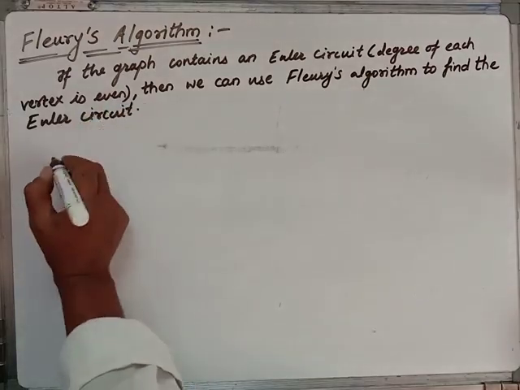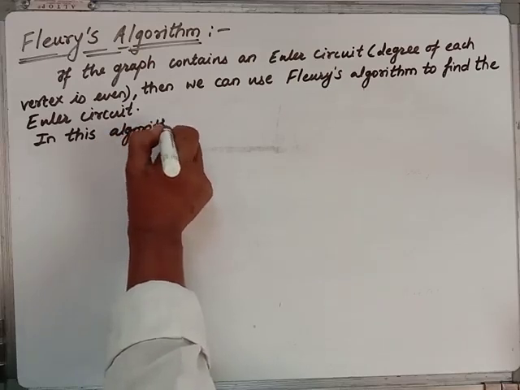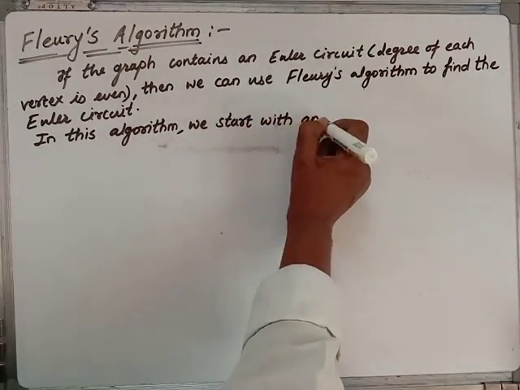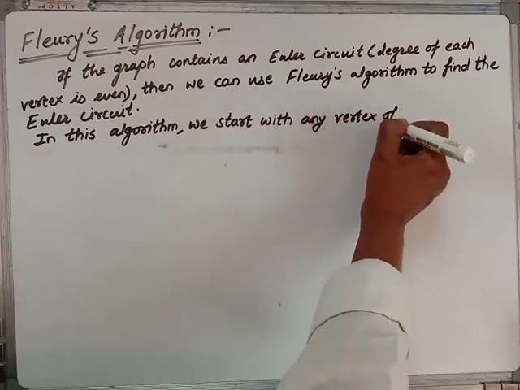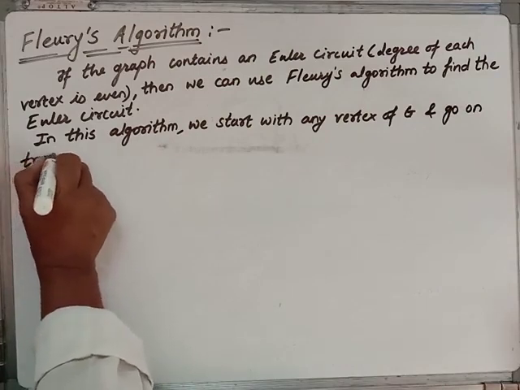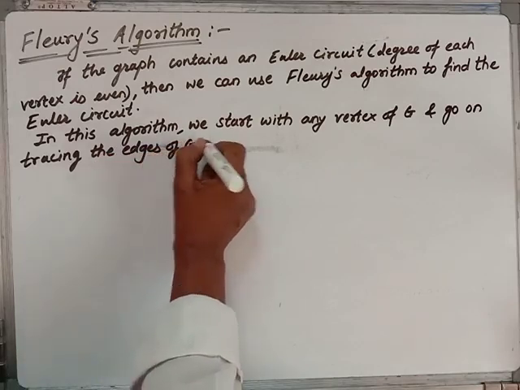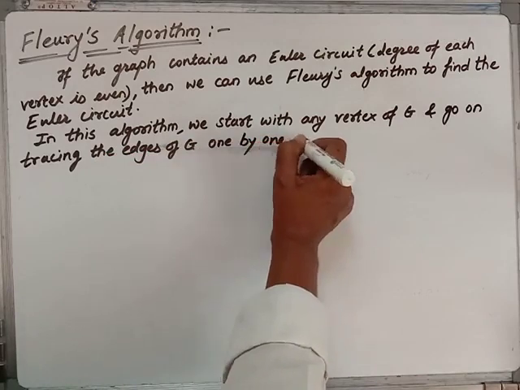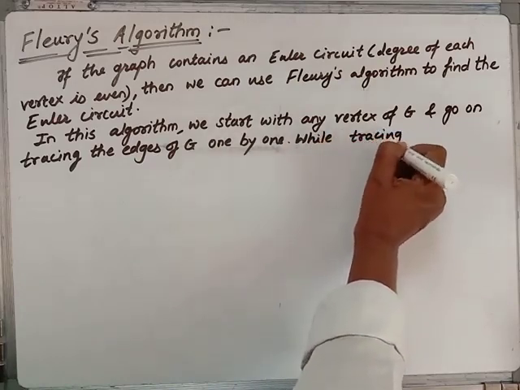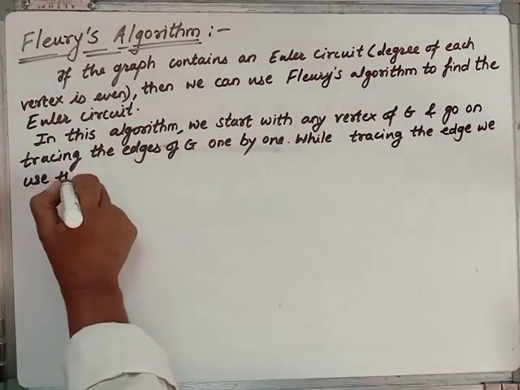Okay, in this algorithm, we start with any vertex of G, and go on tracing the edges of G one by one. While tracing the edges, we use the rules.